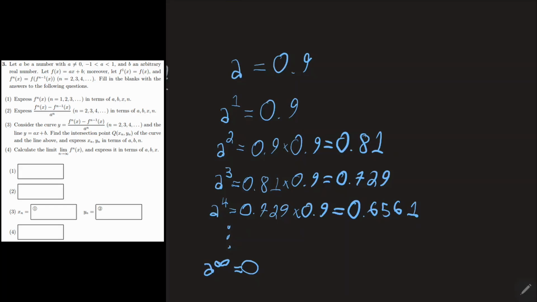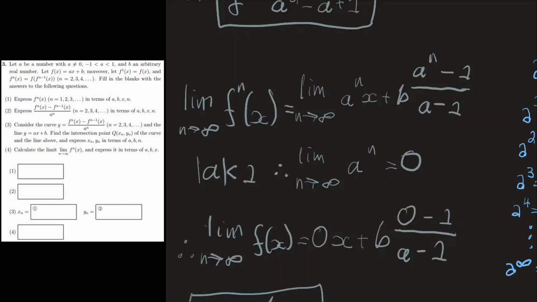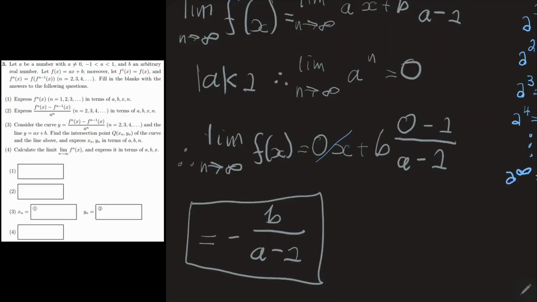So when the exponent is infinity, or more accurately, when the exponent approaches infinity, this will just equal 0. Since each time you increase the exponent, you're multiplying by a number that is less than 1, in this case 0.9. So your answer will get smaller and smaller, and it will approach 0 as the exponent approaches infinity. So going back to our question, because a to the power of n becomes 0, we have right here 0 times x, which of course just removes that term completely since we're multiplying by 0. And this a to the power of n right here also just becomes 0. And so this just equals -b over a minus 1, and that is the answer to this final part of the question.